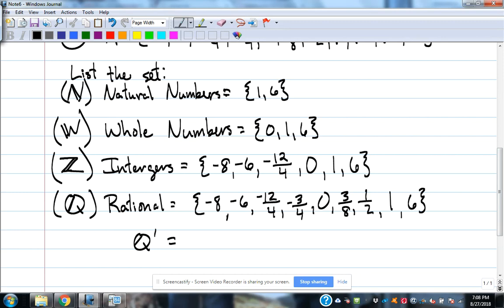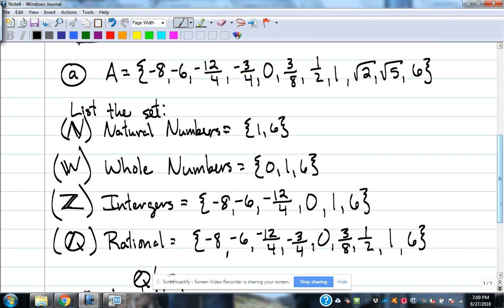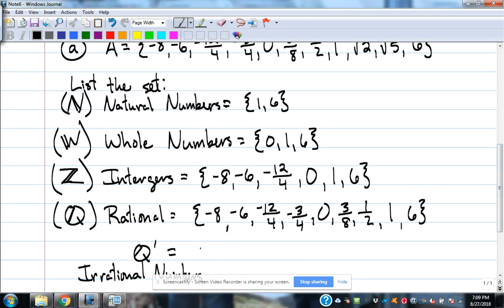Here's a neat way of writing that. What does that mean? Q prime. So it's the complement of the rational numbers, which are the irrational numbers. What in our universal set are not in the rational numbers? There are only 2 of them. Yes.